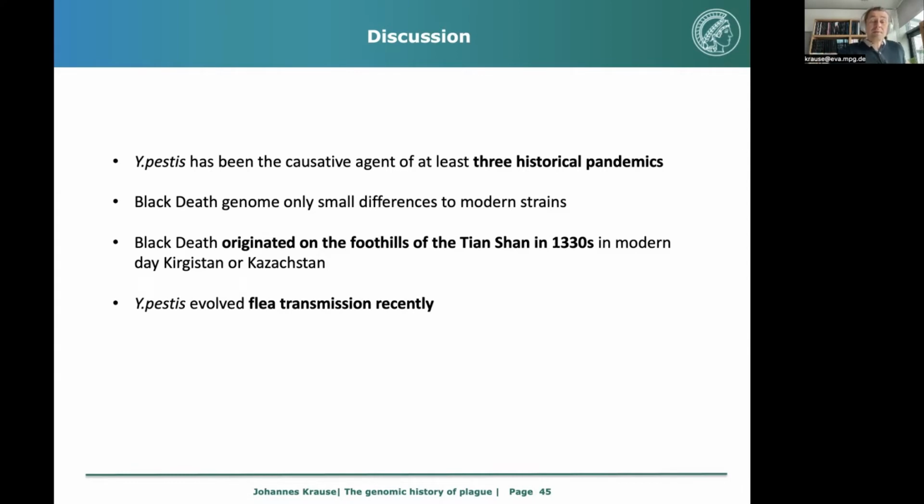The flea transmission itself evolved within the last 4,000 years, which is also interesting that we can narrow that down. So then suddenly you have bubonic plague about 4,000 years ago. What happened then at that time? There's a lot of historical things, of course, that you might be able in the future to link to the spread of plague. You have epidemic outbreaks of plague in prehistory, which is also interesting for archaeologists especially.